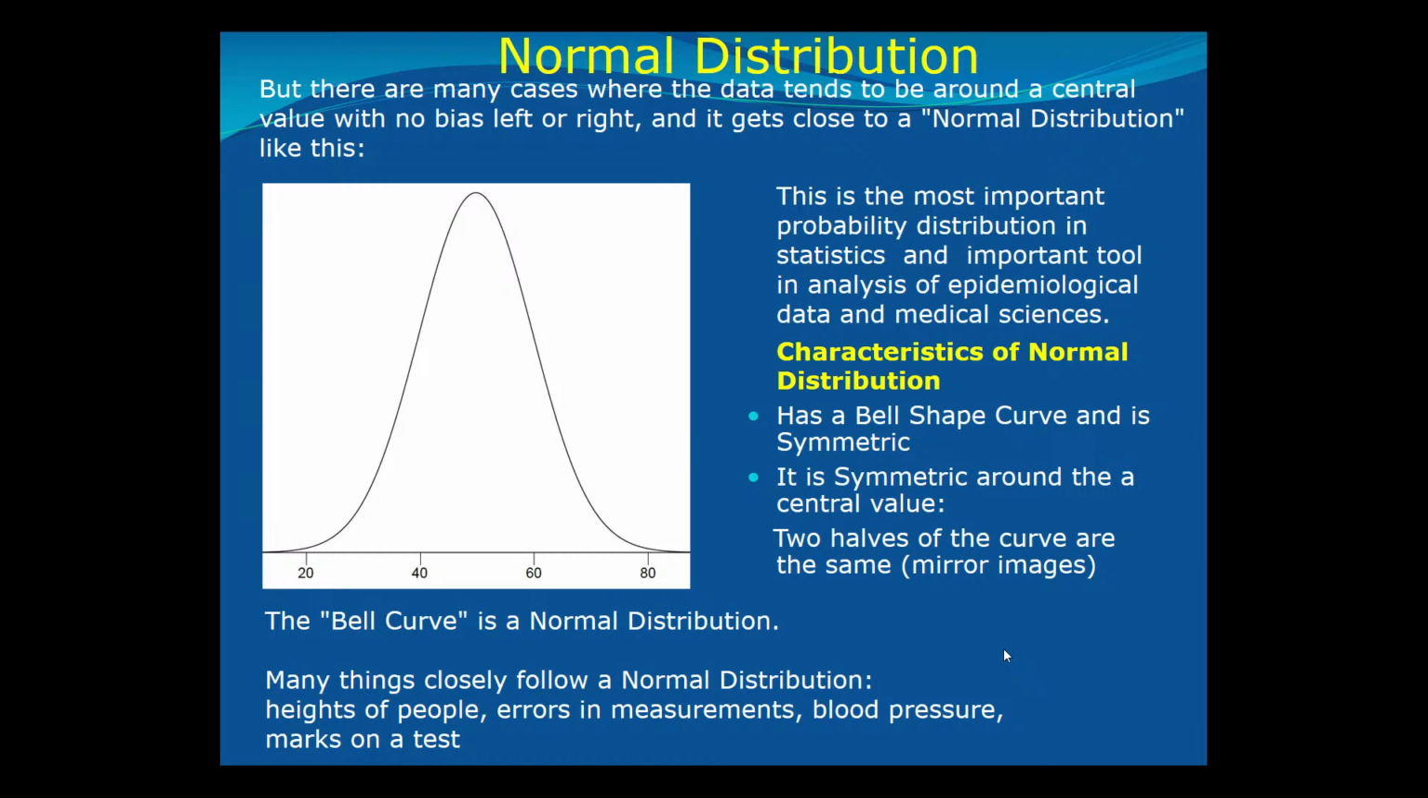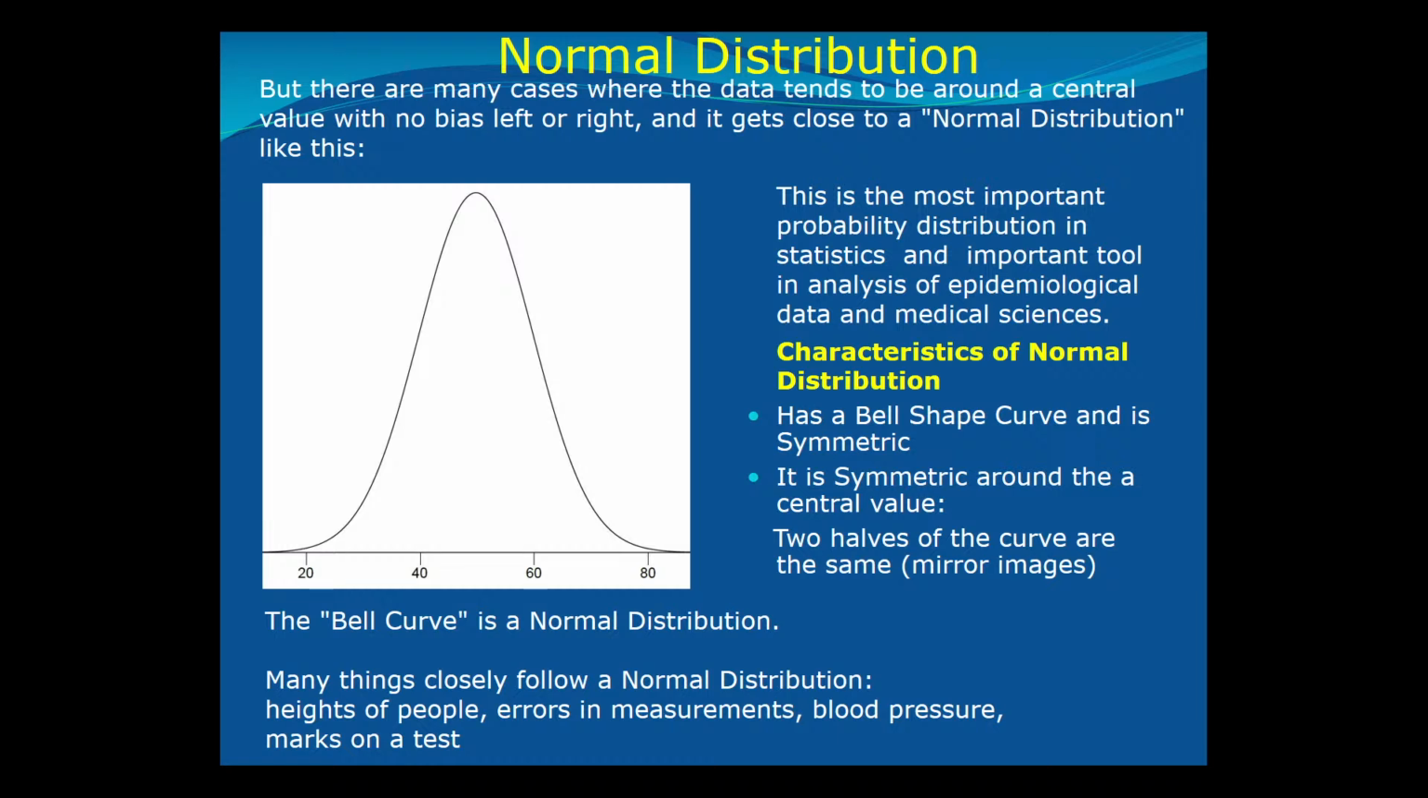One of the most important distributions in medicine is the normal distribution. Many things closely follow a normal distribution in medicine: heights of people, errors of measurements, blood pressure, marks on a test. Normal distribution is a type of distribution where the data tends to be around the central value with no bias left or right, and it gets close to a normal distribution.